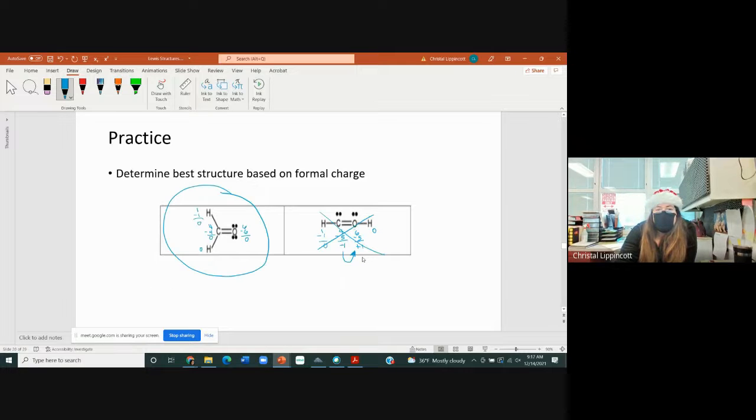Okay. Going back to this one, what is my bond length on this? How many bonds do I have? 4. How many bond sites? So my bond length is 1.3 repeating.